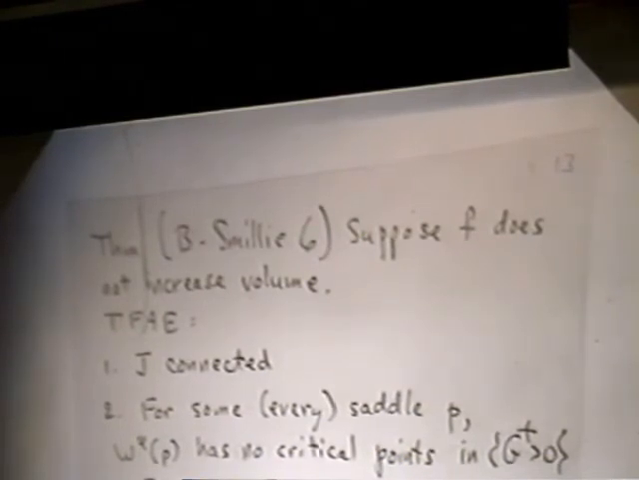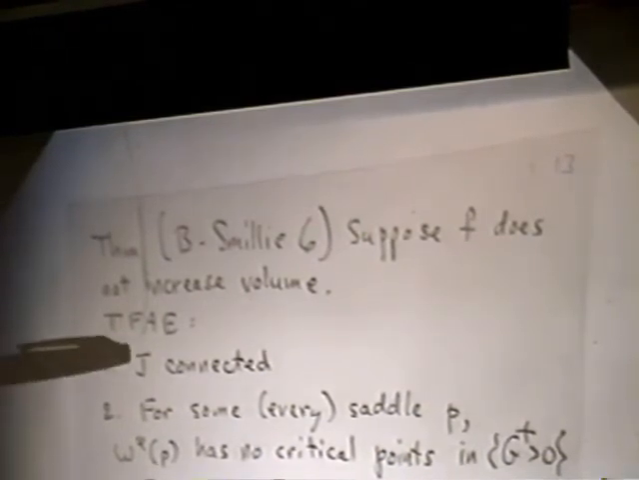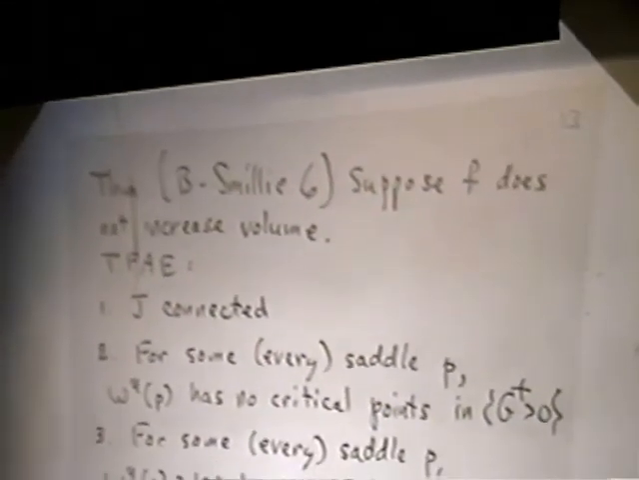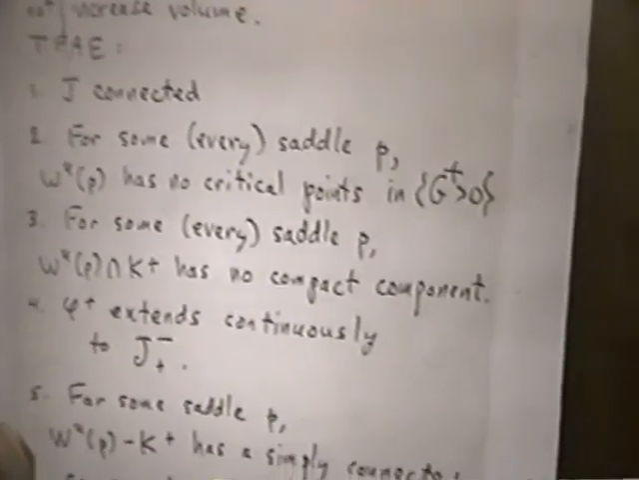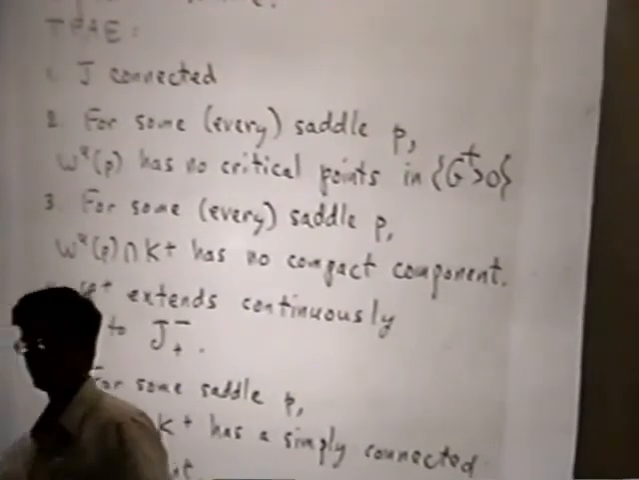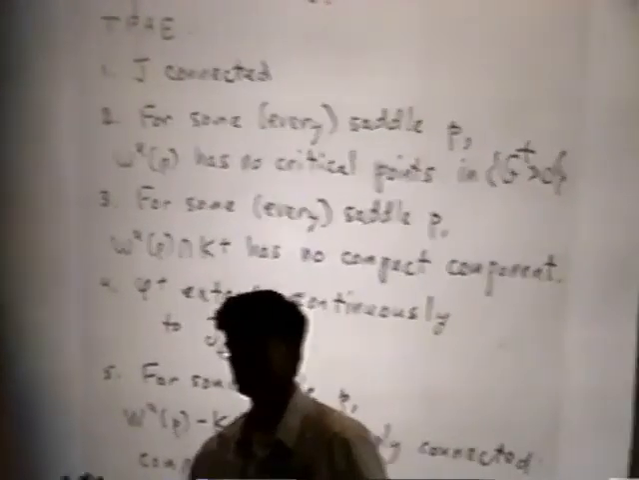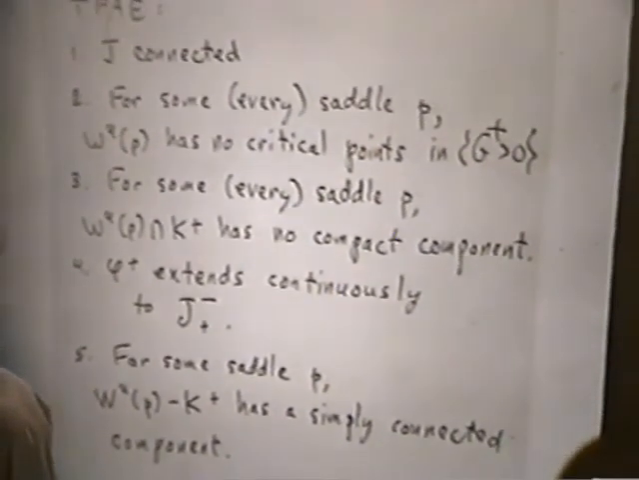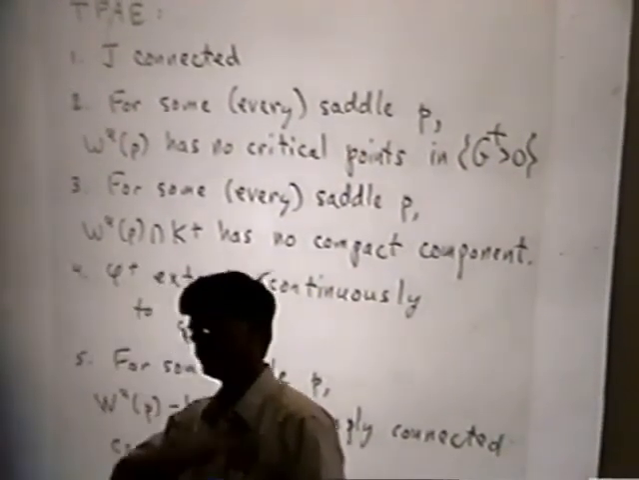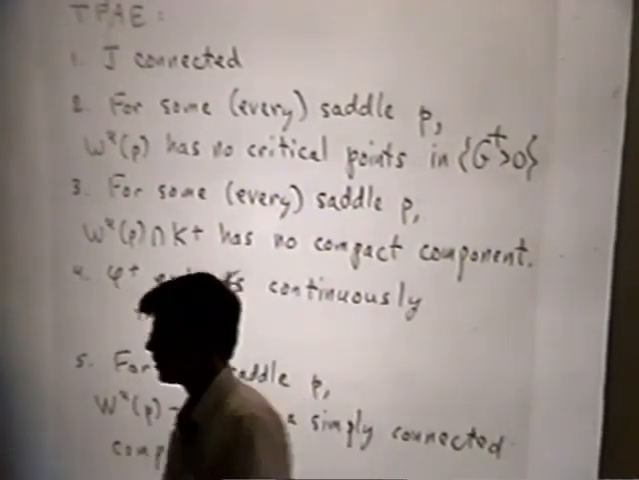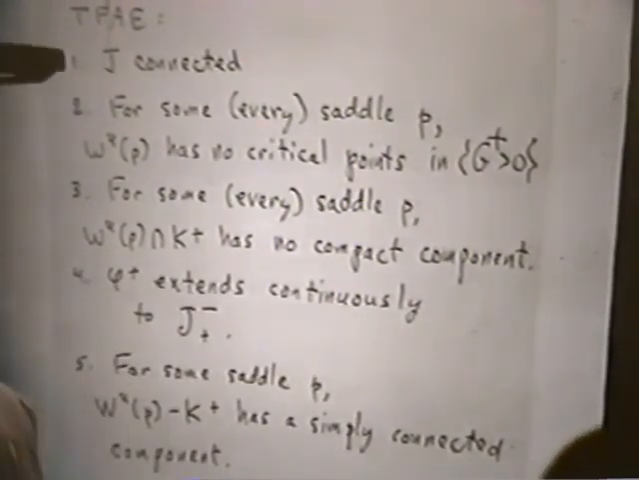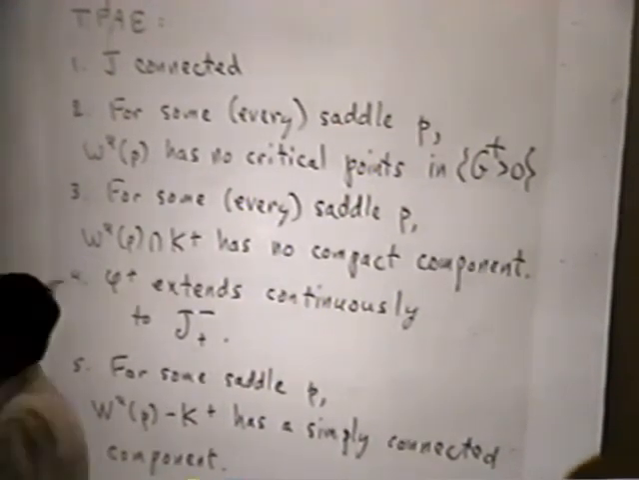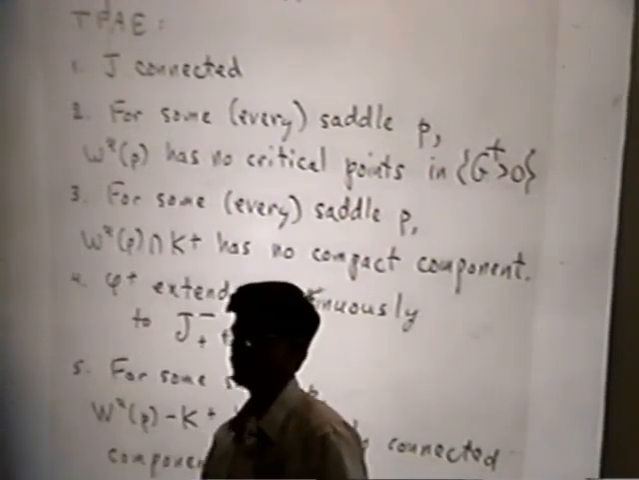One is that J is connected, but most of the other, well, all the other conditions have to do with unstable manifolds. So at the beginning we just replace f by f inverse if necessary. We want to assume that we're not increasing volume. Then, if you take a saddle point, the slice by the unstable manifold, if you look at the Green function, the set where the Green function is positive, the unstable manifold has no critical points. That's one of the conditions.